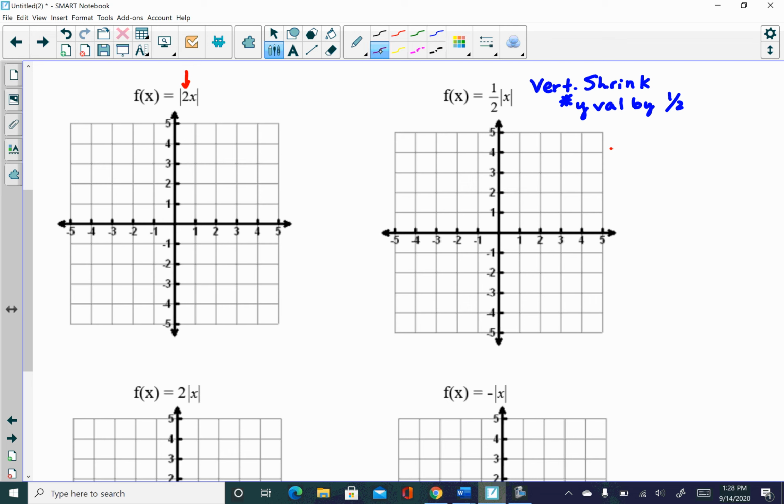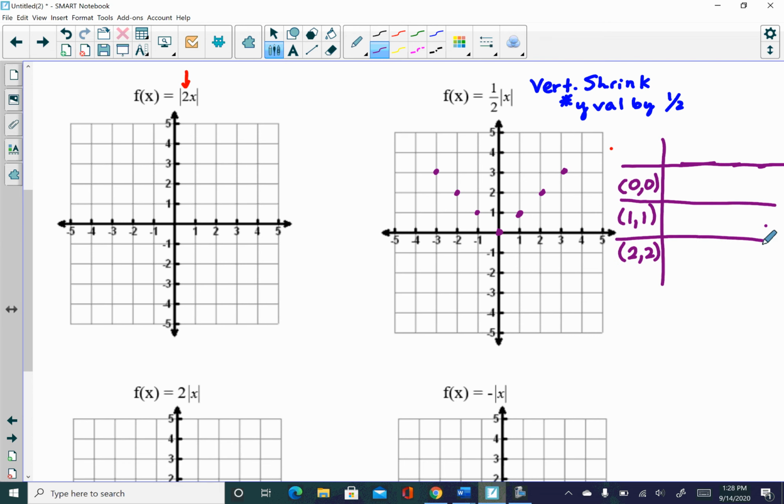So I'm going to generate our original graph here. Just going to go out a little bit this time. And I'm going to pick those same 3 points again. So we had 0, 0, 1, 1, and 2, 2. And all that needs to happen this time is that we're keeping our x values the same, so 0, 1, and 2. We are now taking our y values and multiplying them by 1/2. So 0 times 1/2, that's still 0. 1 times 1/2, that's 1/2. 2 times 1/2, so half of 2 is 1.